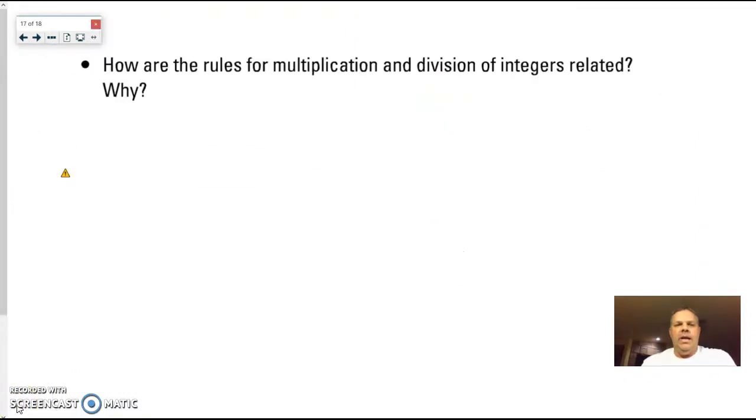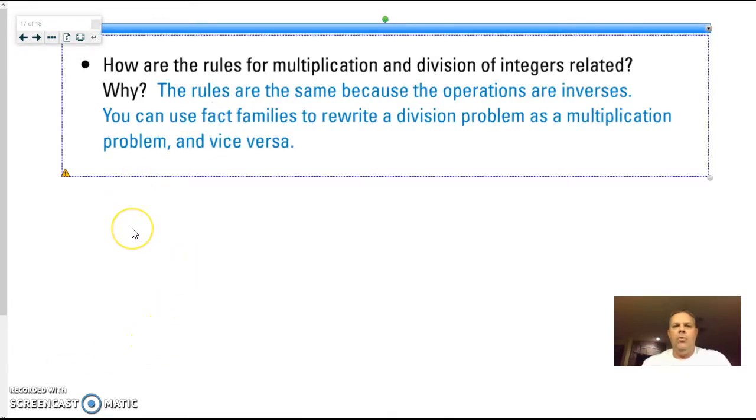Our last slide asks how are rules for multiplication and division of integers related, and why? The rules are the same because the operations are inverses or opposites. You can use fact families to rewrite a division problem for multiplication, and vice versa.